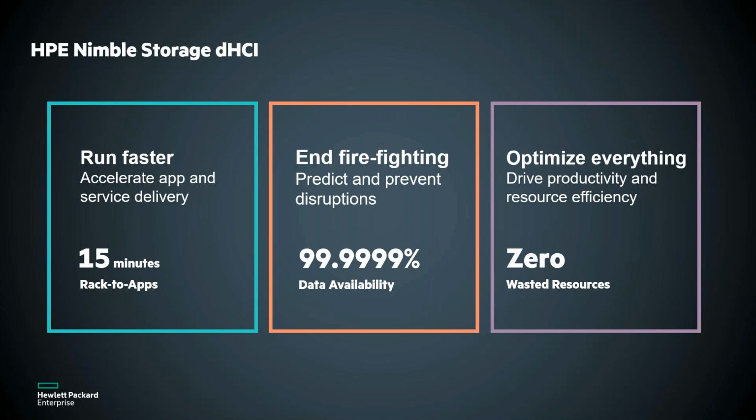We can then actually end that firefighting as well, with less reactiveness, and with the use of Nimble Support, we can then guarantee six nines of data availability. So this equates to about 31 seconds of downtime every year.